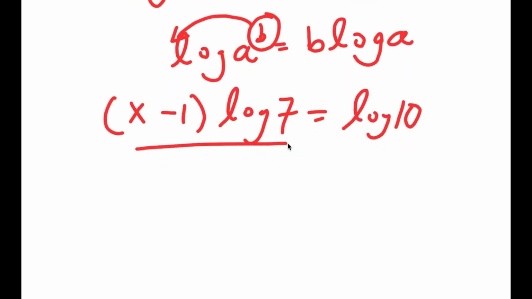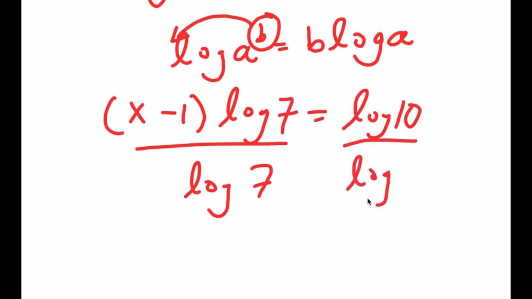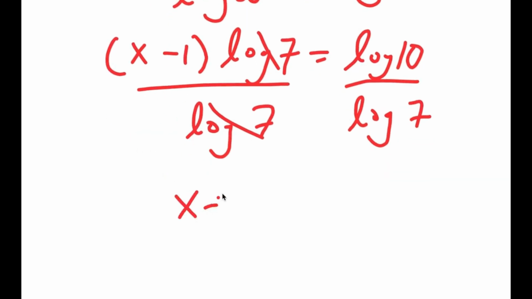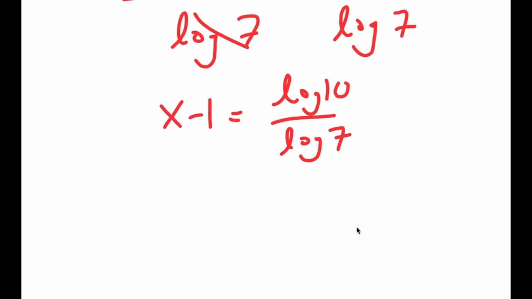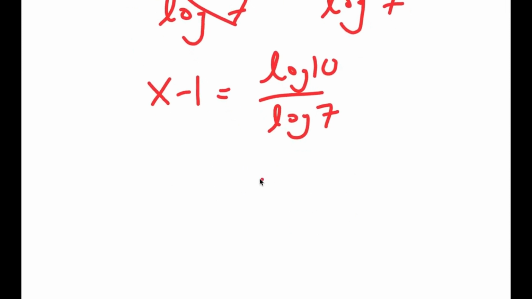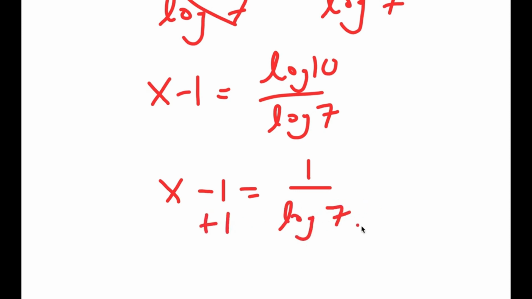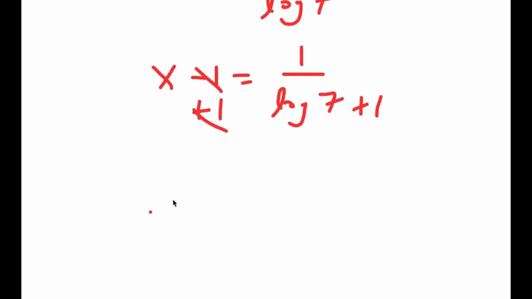So now I have x minus 1 times log 7 is equal to log 10. Now we want to isolate x, so I'm going to divide both sides by log 7. So these two cancel out, and I get x minus 1 is equal to log 10 over log 7. Now log 10, that's the same thing as 1, so I have x minus 1 is equal to 1 over log 7, and now I can add 1 on both sides. So I get x is equal to 1 over log 7 plus 1.